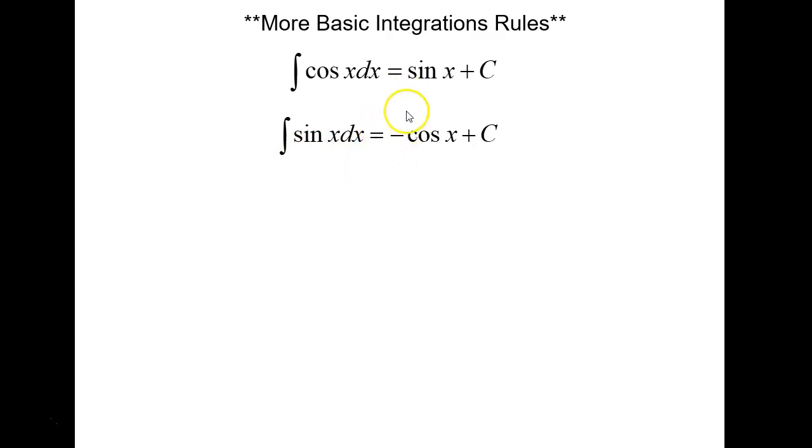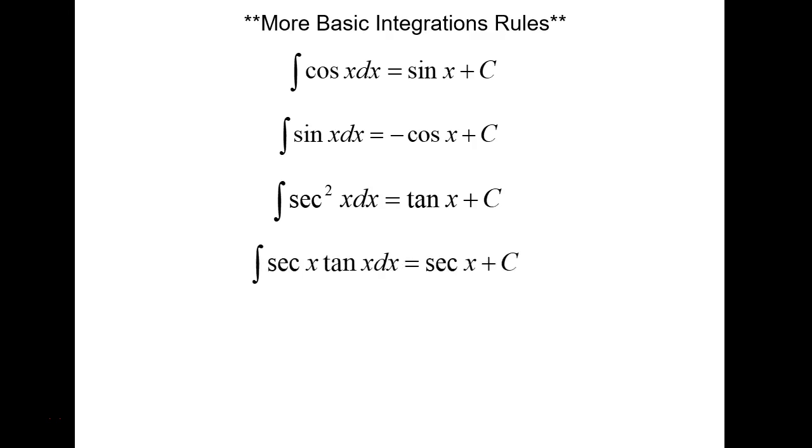That's the hardest thing to keep straight, which one takes the negative. So if you're ever unsure, just take the derivative of what you have and make sure it gets you back to what you started with. The antiderivative of secant squared x is tangent x plus c, and that should make sense because what's the derivative of tangent x? That's secant squared x. The antiderivative of secant x tan x is secant x plus c. Again, what's the derivative of secant x? That's secant x tan x.